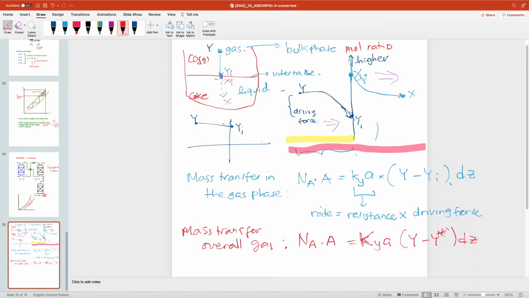Of course the value of small k_y and capital K_y are going to be different, because small k_y only considers one side, but K_y a considers the transfer from the gas into the interface and from the liquid interface into the liquid bulk phase. Is it clear enough? Any questions, please?